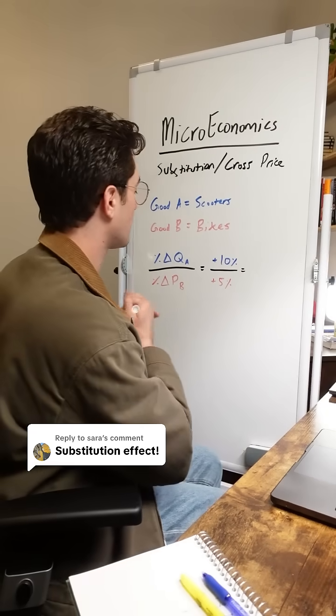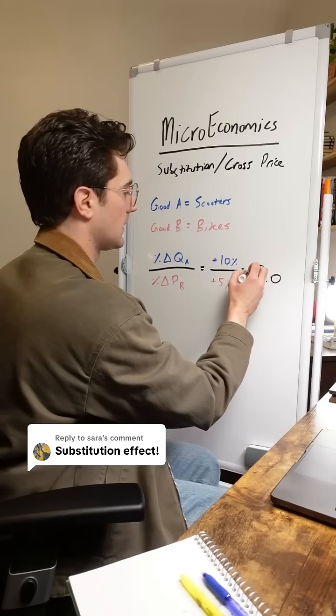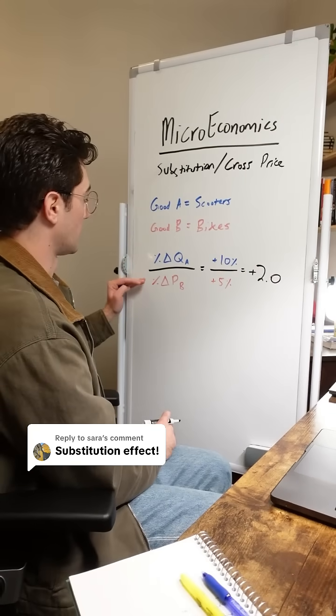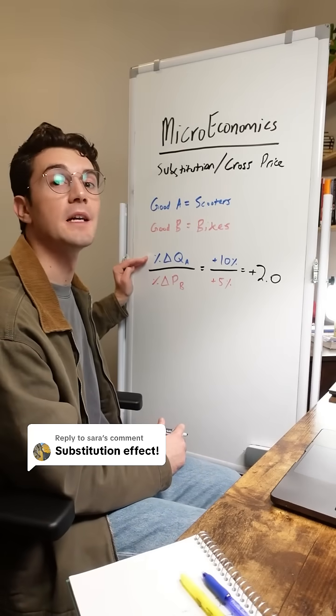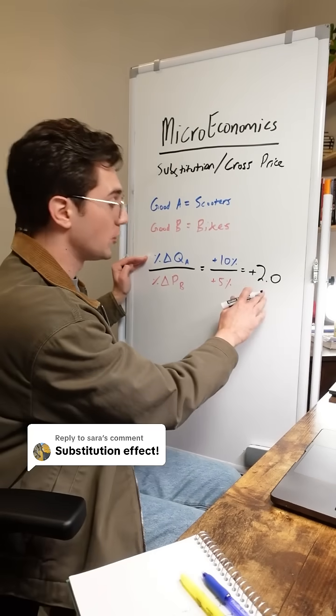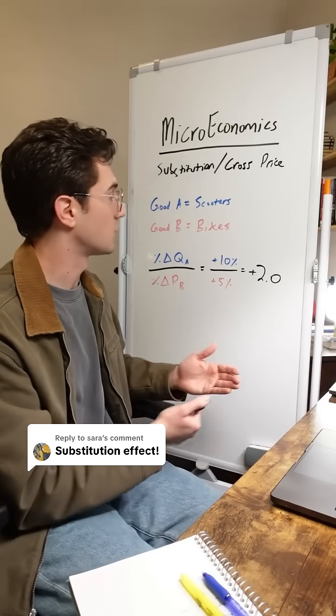By how much more? Well, all we're going to do is just finish this division equation and get 2.0, and that's going to be positive 2.0. In other words, when the price of bikes increases by 1%, that results in the quantity demanded of scooters increasing by 2%. Consumers are sensitive to the price of bikes and apt to switch over to scooters.